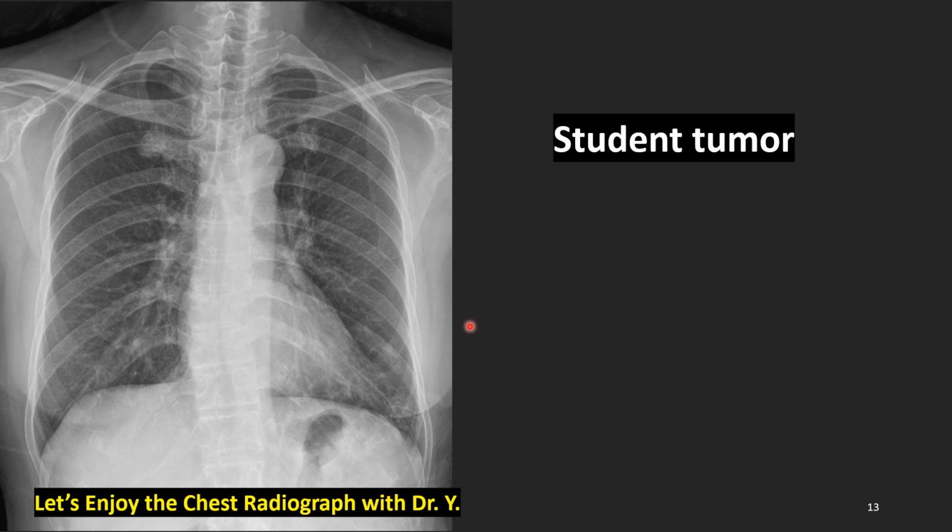Have you ever heard the name student tumor? First costochondral junction. With aging, this costochondral junction becomes more prominent due to degenerative changes. It looks like a tumor, actually a false tumor.